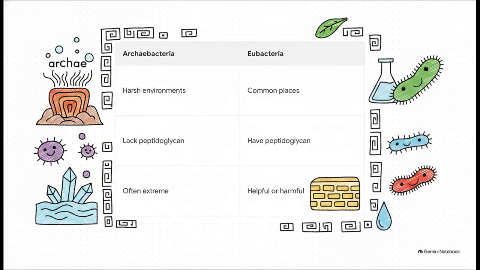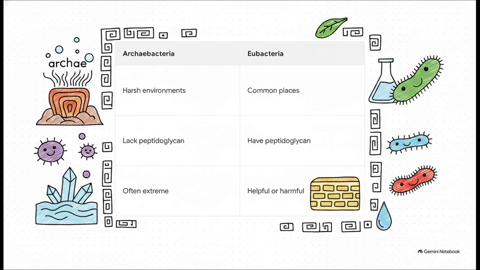Now, within the bacteria group, we've got two completely distinct types. First, there's archaeobacteria. The prefix archae literally means ancient. These guys absolutely thrive in extreme, harsh environments. We're talking boiling undersea vents or the super salty Dead Sea. And structurally, their cell walls actually lack a substance called peptidoglycan.